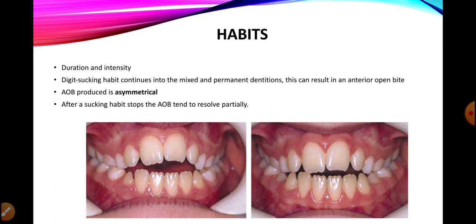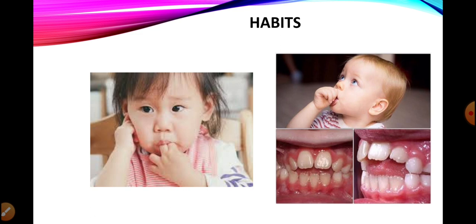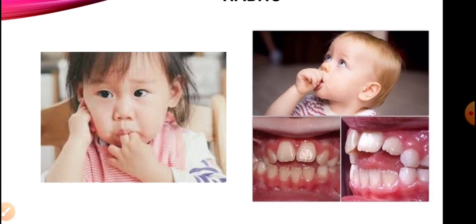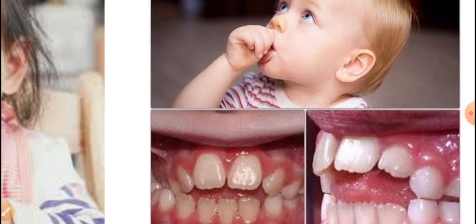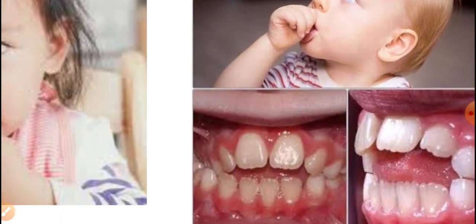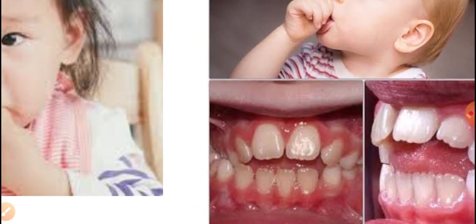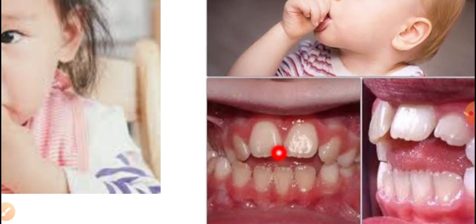But in those cases in which the growth has been completed, it may be persistent, and appliance therapy is required to correct it. So here we can see that in those cases in which there is a habit along with a negative pressure, that is thumb sucking, for example, there is an anterior open bite, along with the posterior crossbite because of the negative pressure that is being generated.